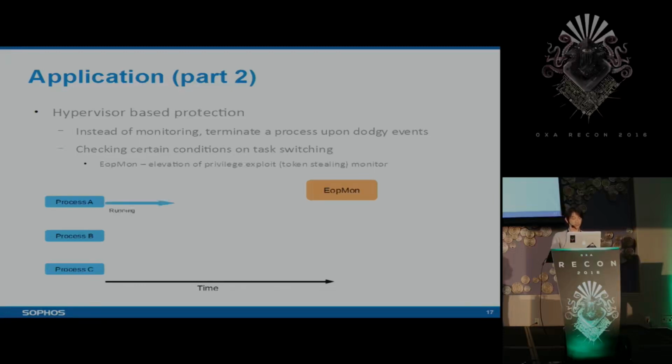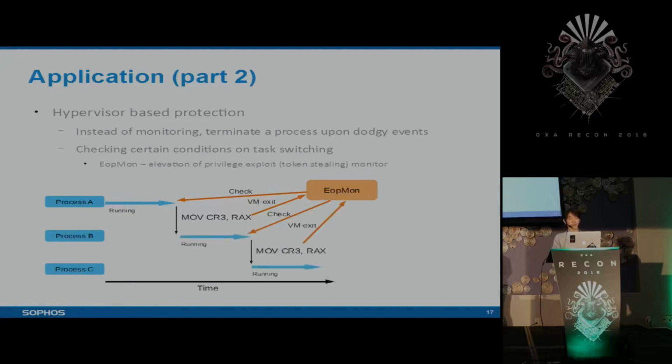And EOPmon performs a token field check when a process that is currently executed on the processor is changed. So when the current process is being updated, Windows also updates the value of control register 3. And because control register 3 is a system register, it triggers VM-exit. And then EOPmon checks the process that is ending its execution. And the system repeats this cycle for each process. And whenever EOPmon detects token stealing, so successful privilege escalation, it terminates the process.